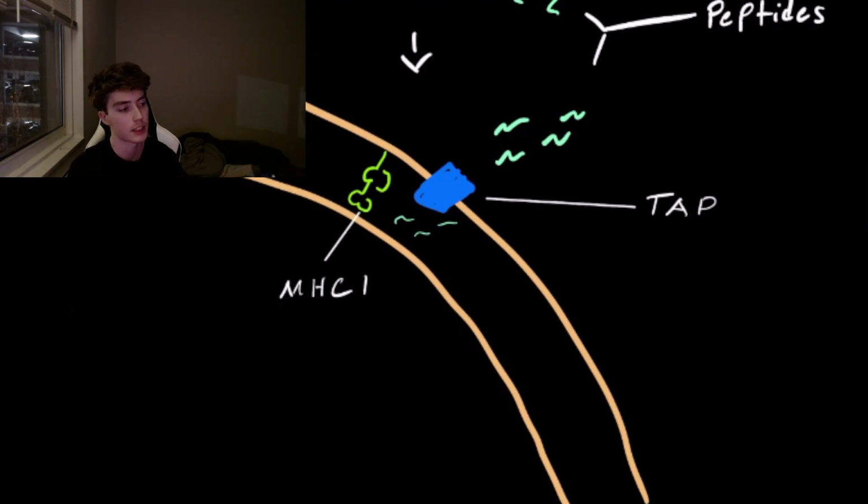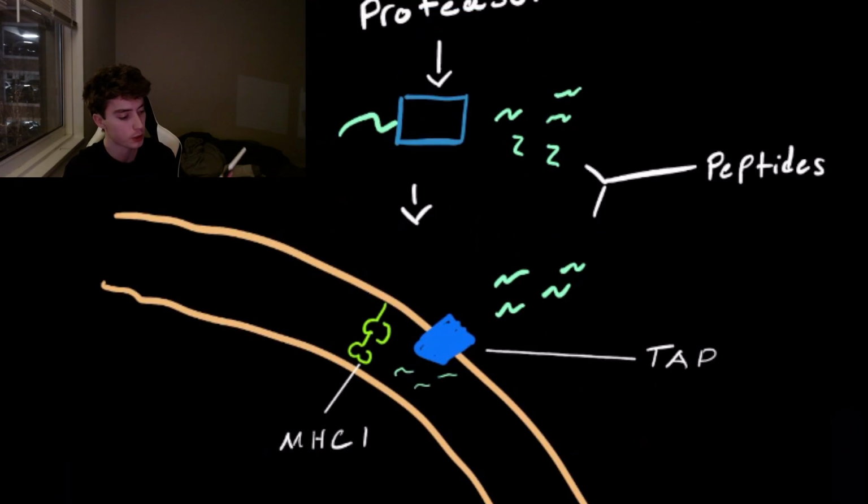MHC1 will get packaged up into a membrane-bound vesicle. It'll push through the Golgi apparatus out onto your cell surface, and then once on your cell surface, it'll present them to CD8 cells. CD8 cells will look at them. They'll be like, okay, this is what we're targeting, and they will go attack those cells. So MHC1 is pretty important just for targeting infected cells, cells that are already infected, and viral cells.